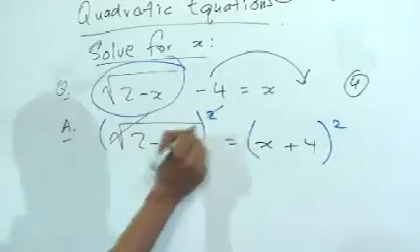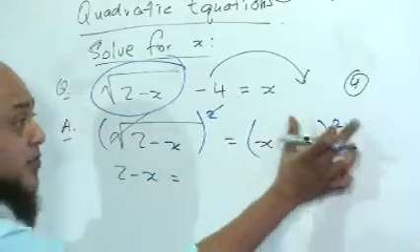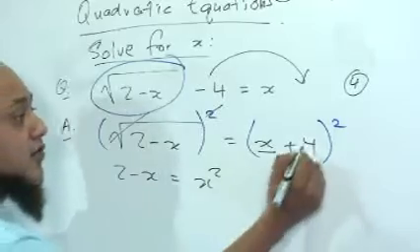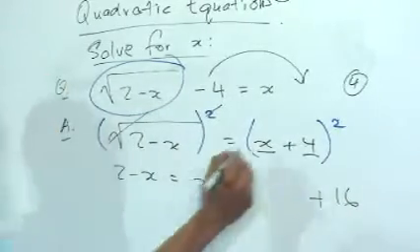So the square and the square root will cancel. What am I left with? 2 minus x is equal to x plus 4 squared. Square the first term, x squared. Square the second term, plus 4 squared, gives me 16.